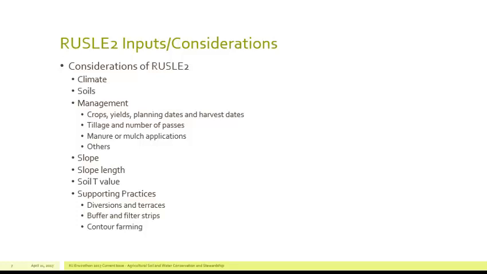How much rainfall do we get and when do we get the rainfall? The soils obviously affect the amount of erosion that will occur. Silty soils erode at much higher rates than sandy soils or clay soils. Our management is something that we have to include, which will include the crops, the yields, any dates of planting, harvesting. We include tillage that occurs and the number of times that tillage occurs. We also include manure or mulch applications.